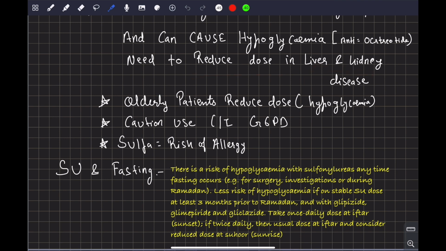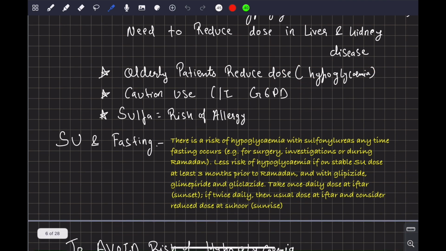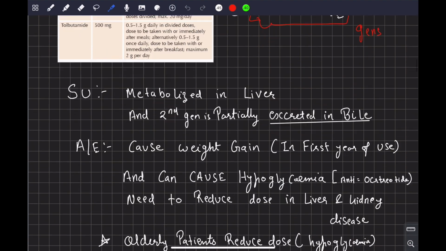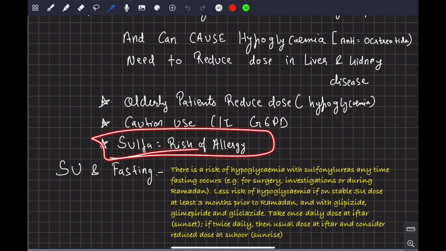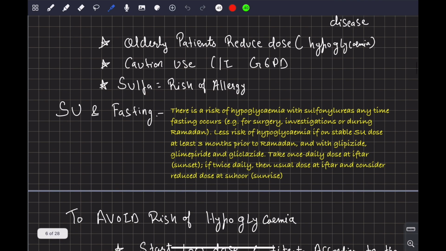In elderly patients, we have to reduce the dose of sulfonylurea because this drug causes hypoglycemia. It is also to be used with caution and is contraindicated in G6PD deficiency. And as the name suggests, they are sulfonylureas, right? So in patients with sulfur allergy, you need to avoid them.